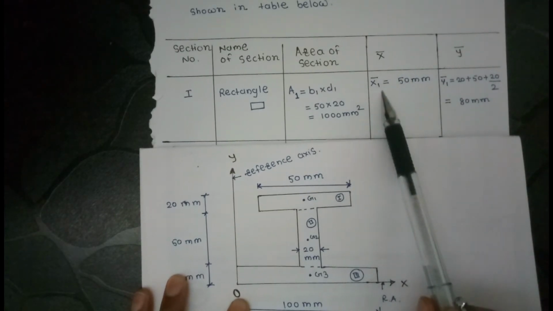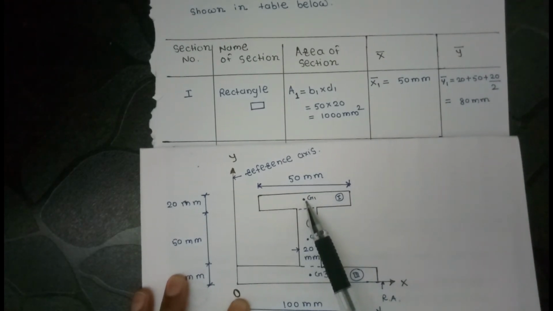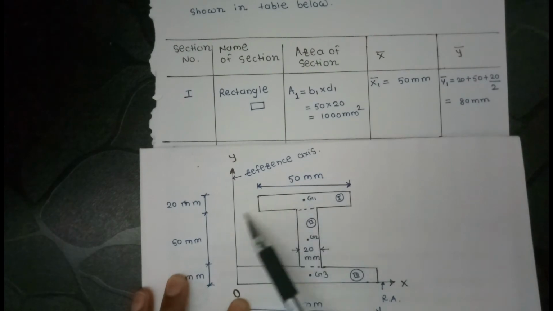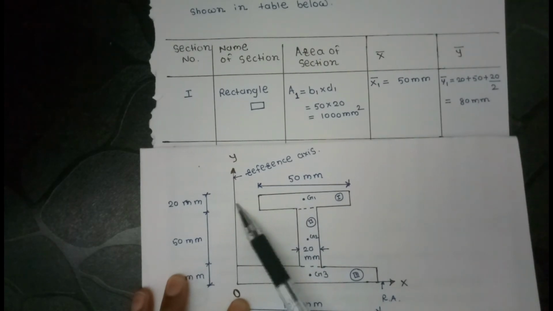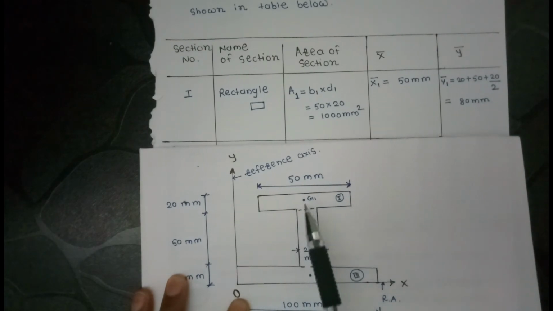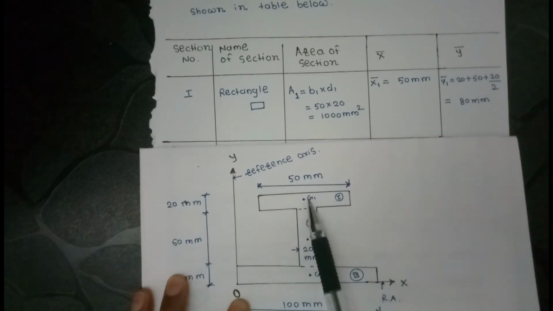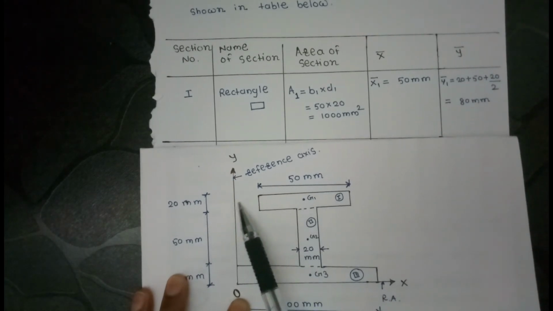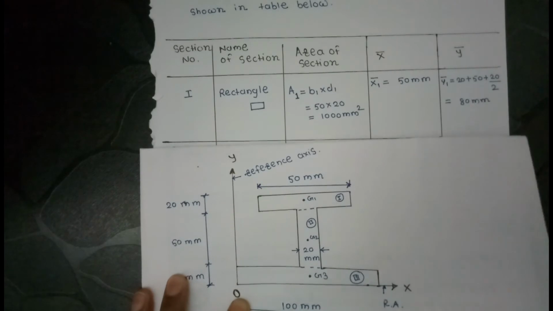So calculate x bar, that is x1 bar. What is meant by x1 bar? The distance between point G1 and the base of the y-axis. All the points G1, G2 and G3 are passing through the y-axis. So the distance between G1 and the base of the y-axis is total 100 mm.